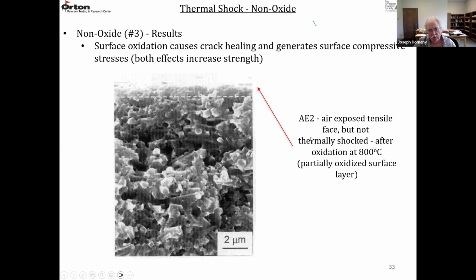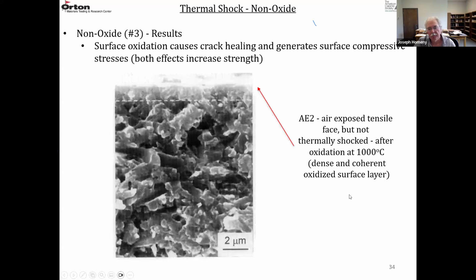So in sample AE2, which again was air exposed, and this was not thermally shocked. This is at 800 degrees C, and this is not a complete oxidized surface layer. It's partially oxidized. But if you go to the next highest temperature, they use 1,000 degrees C. Again, sample AE2, air exposed, but not shocked.